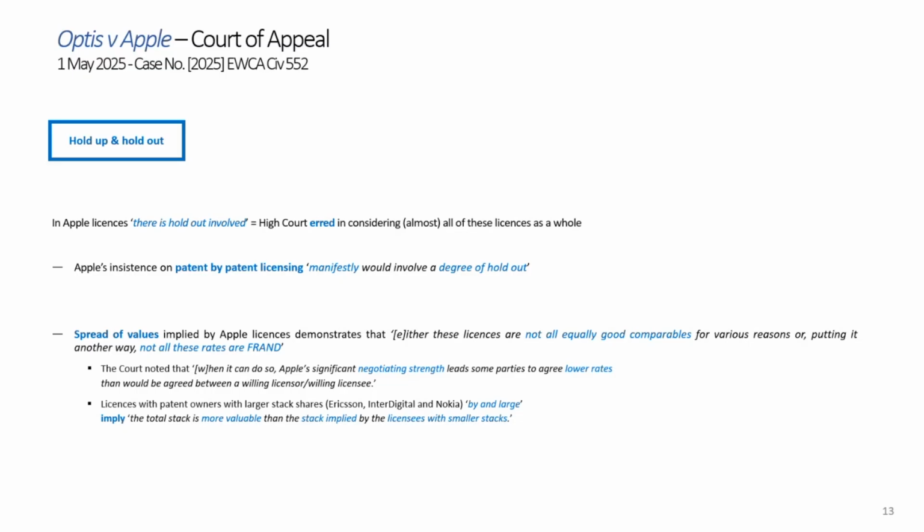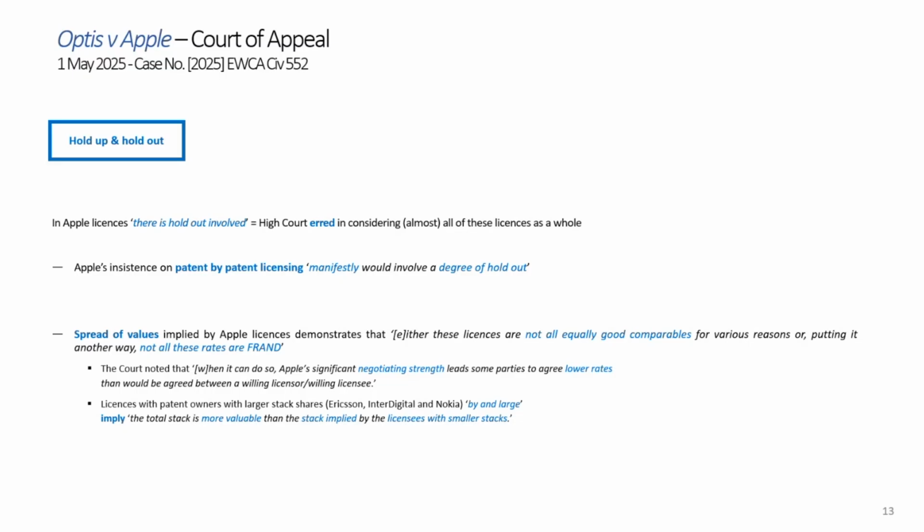And the first one was the insistence on a patent-by-patent licensing. The Court of Appeal believes that this is manifestly showing that there was at least a degree of holdout involved in these licenses. But then what the court also saw as an indication of holdout was this spread of the values implied by the Apple licenses that we talked about before.